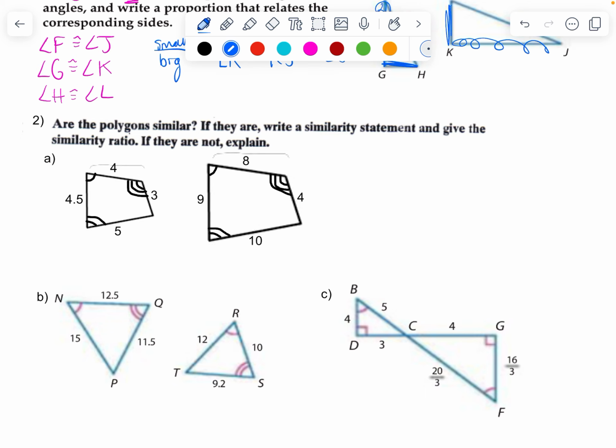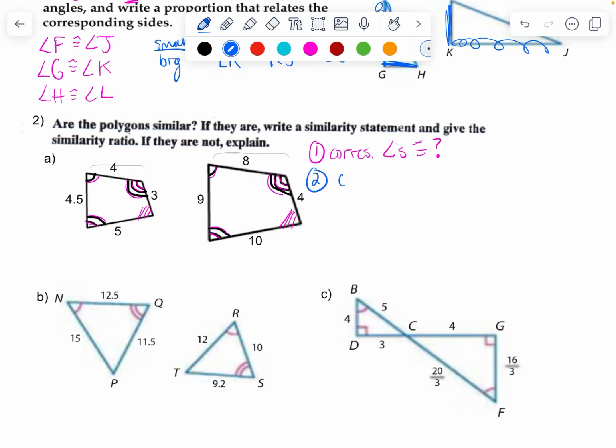Okay, these ones, to decide if polygons are similar, the first thing you need to do is check the angles. So you have to say corresponding angles congruent. And if you look at all the markings, they are. And you know all the angles add up to 360, so it forces this fourth one to be the same too.